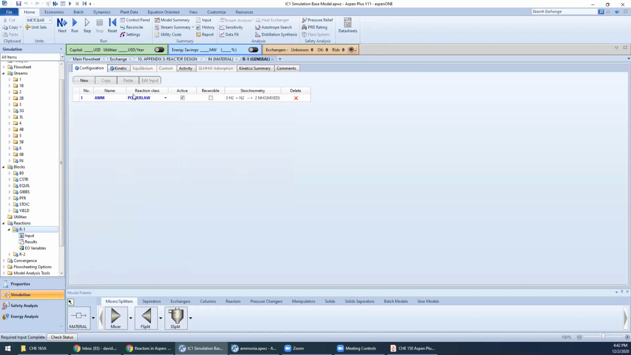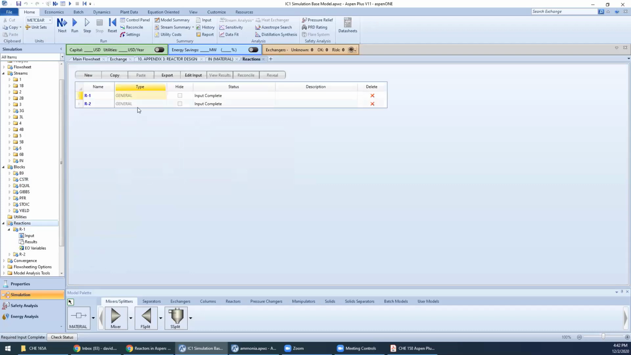So R1 is a power law type model. And if I go actually back out to the top, if I say I want to get a new one, you have to call it something, and then you pick the type of kinetics you want to use when you solve for those reactions. General, LHHW, and power law are the most common ones. Actually, I don't know why you'd use general instead of power law, because general will default to power law.